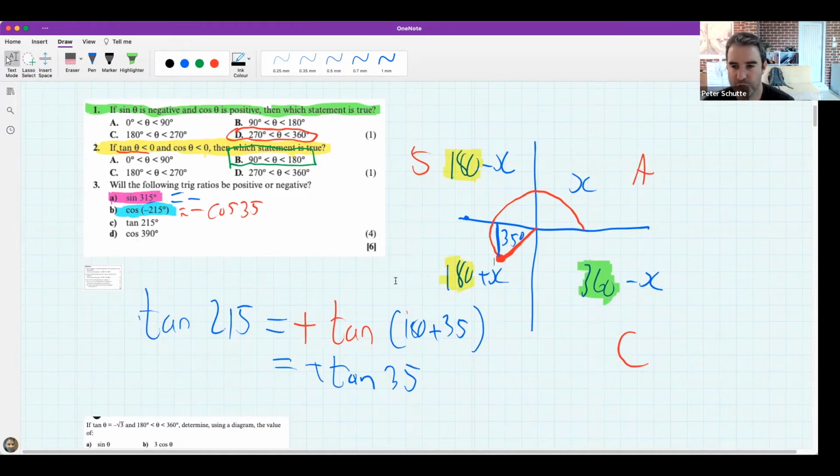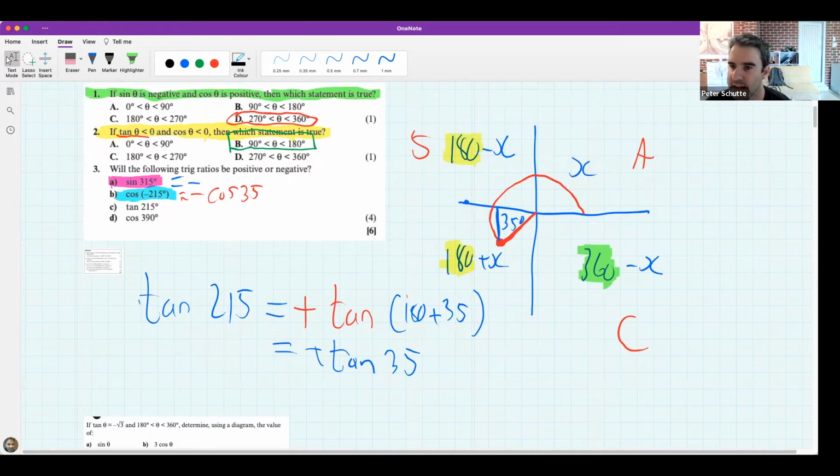So what you do is you first ask yourself, is it positive or negative? Then you write down the trig ratio that you're using. And then you ask yourself, how far away is it from the nearest horizontal axis? Katlego, what's your question? While Katlego asks the question, if the rest of you could go on to D.